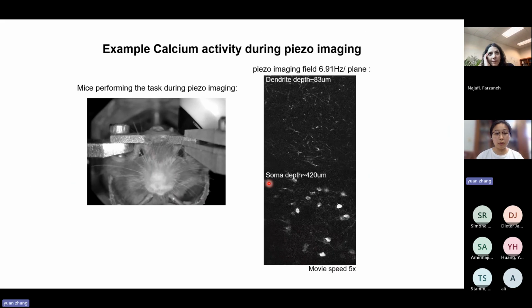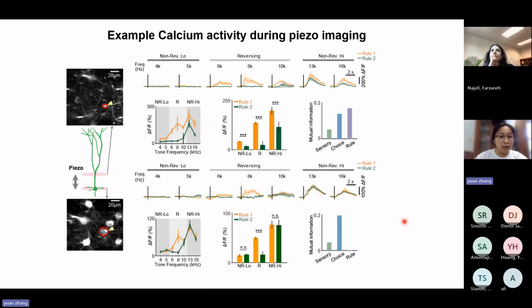Then we want to see whether this phenomenon is consistent within neuron. So here we use piezo when mice are performing the task. Piezo is just about 7 hertz, much slower than one plane imaging. This is the example dendrites, and this is the example soma. For this neuron, this is the trunk of this neuron, and this is the soma of this neuron.